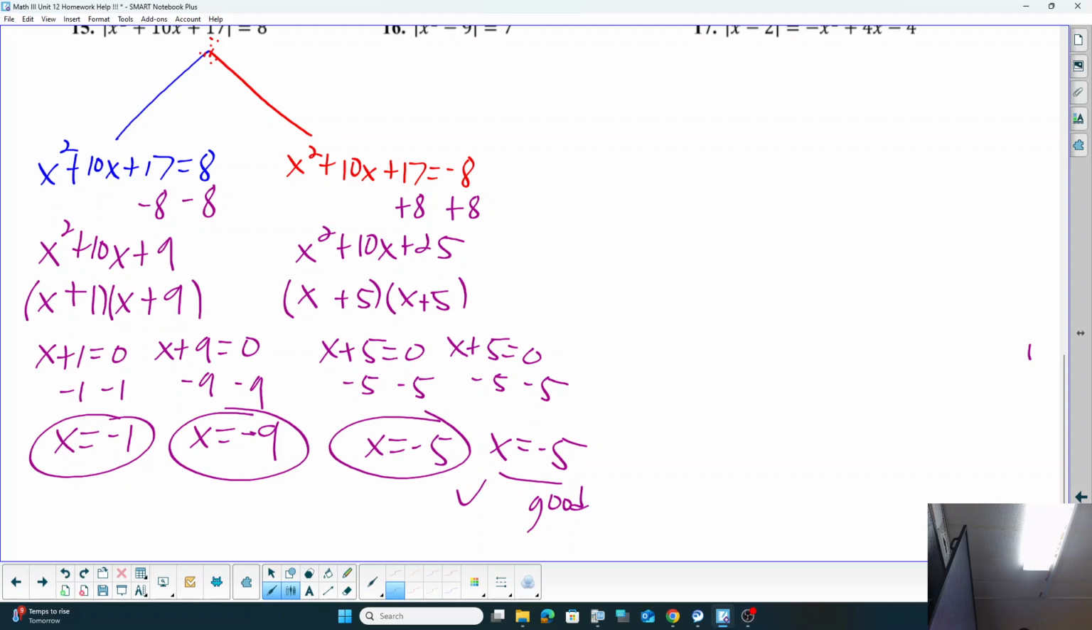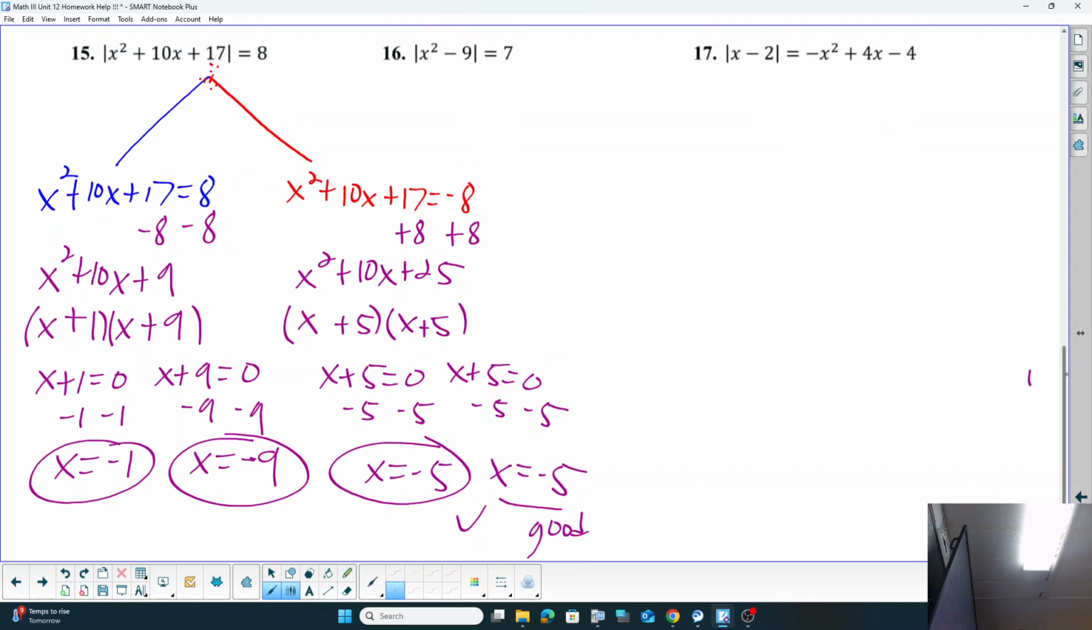Cool, last one. So 17, introduce this assignment with me. Pause me, try it on your own. You got this? Pause me, try it on your own.